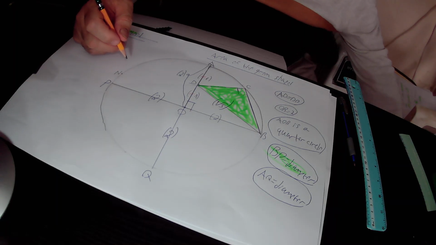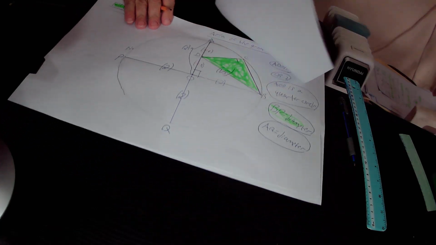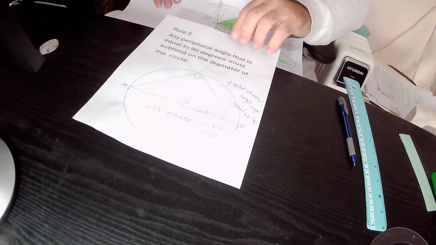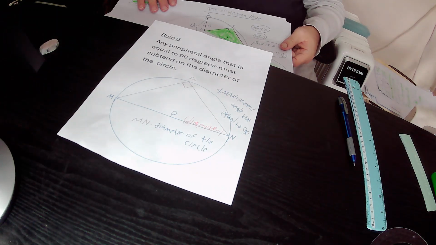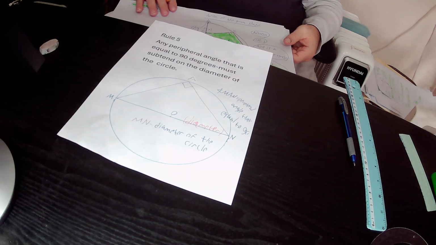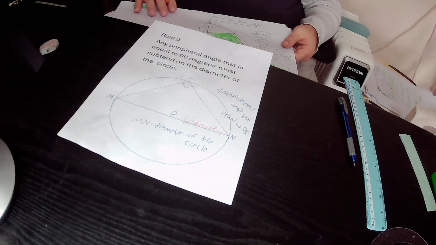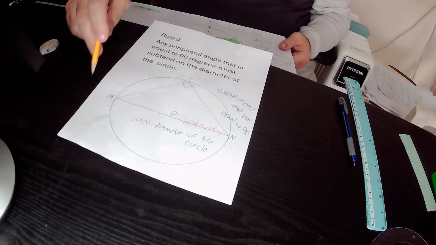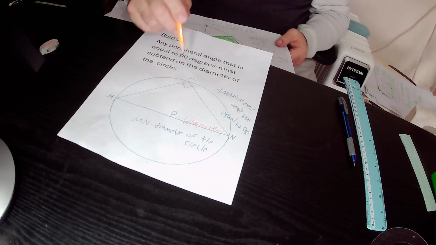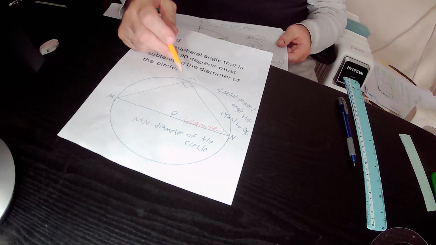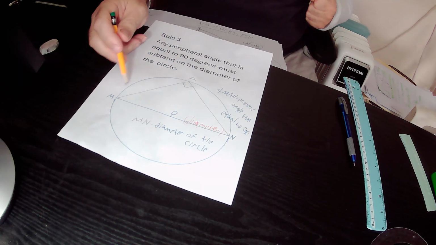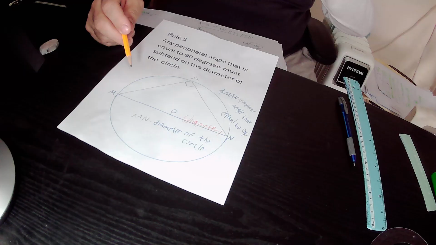So, first of all, I present to you rule 5. According to rule 5, any peripheral angle that is equal to 90 degrees in size must subtend on the diameter of the circle. In the drawing we have a circle. This is peripheral angle MAN that is equal to 90 degrees in size, and according to this rule 5, peripheral angle MAN must subtend on the diameter of the circle.